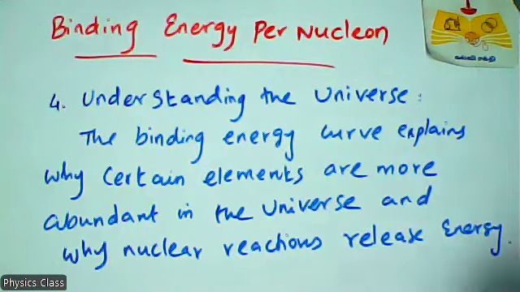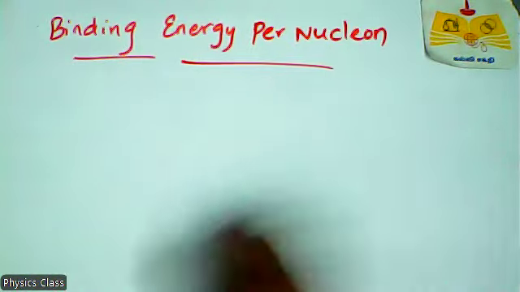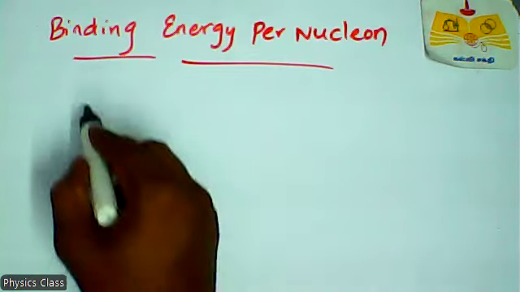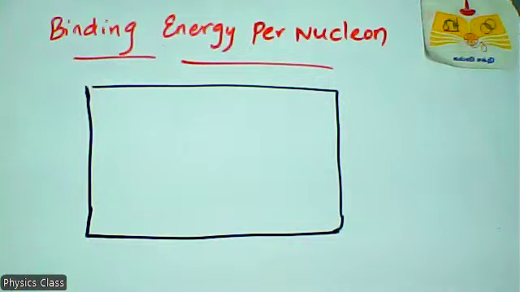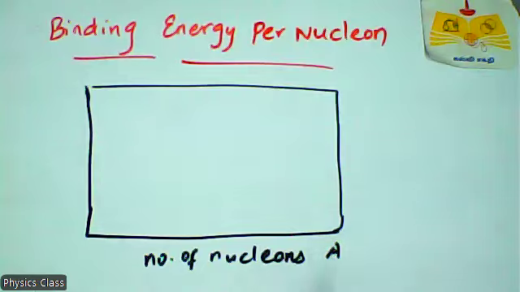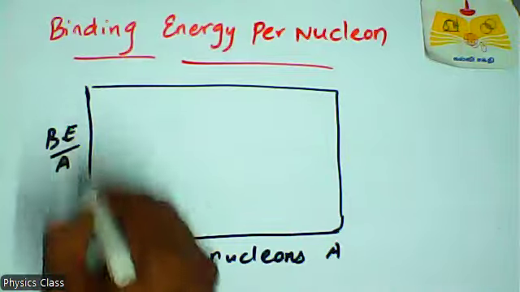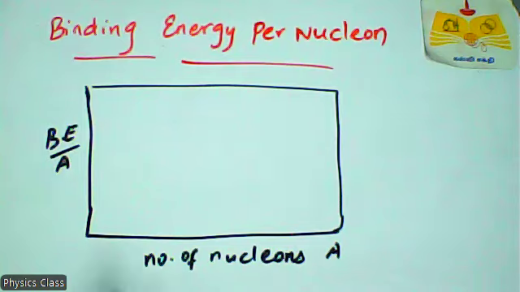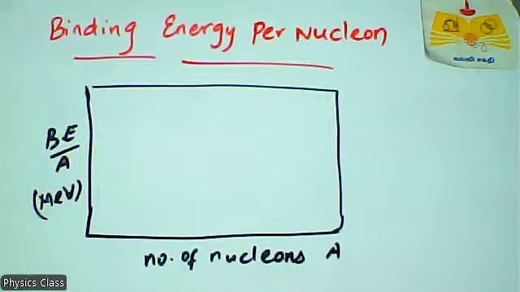So, the binding energy curve. Here, the number of nucleons, that is A, the mass number, is on the x-axis. Here, the binding energy per nucleon is on the y-axis, in million electron volts. This is the mass number.